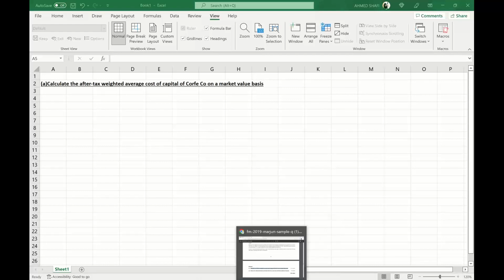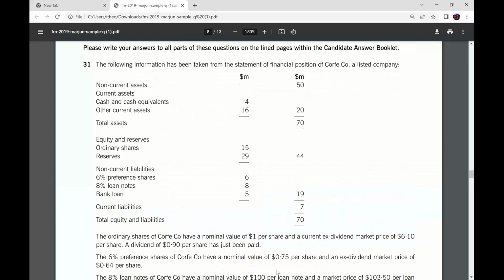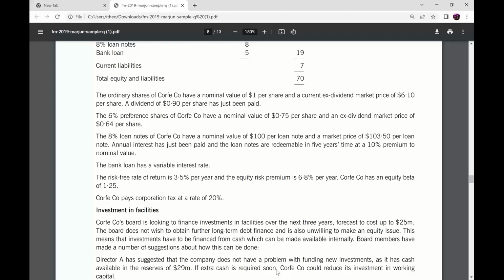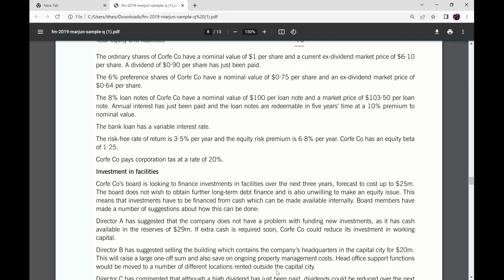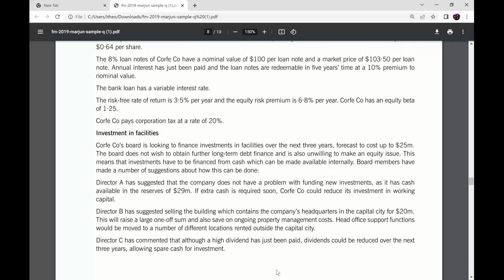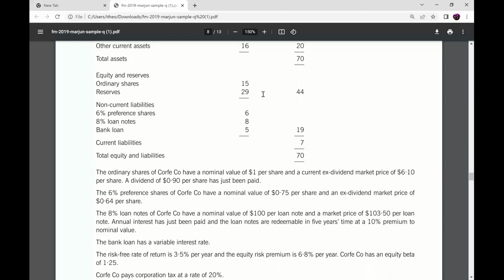Obviously, I think you have understood this point that first Corfez's balance sheet was given and information was given. From that, you can find the first part, 11 marks. And then there were some views of three directors. That's only related to part B, 9 marks. So we don't have to focus on the directors' views to solve the first part. Okay, let's start.